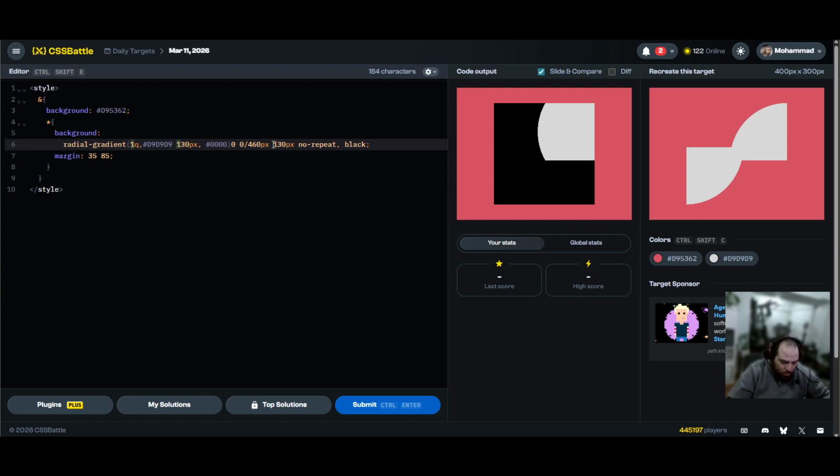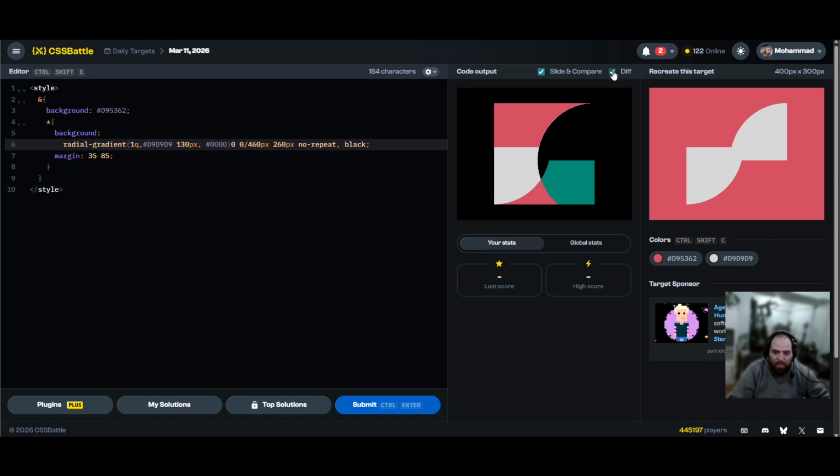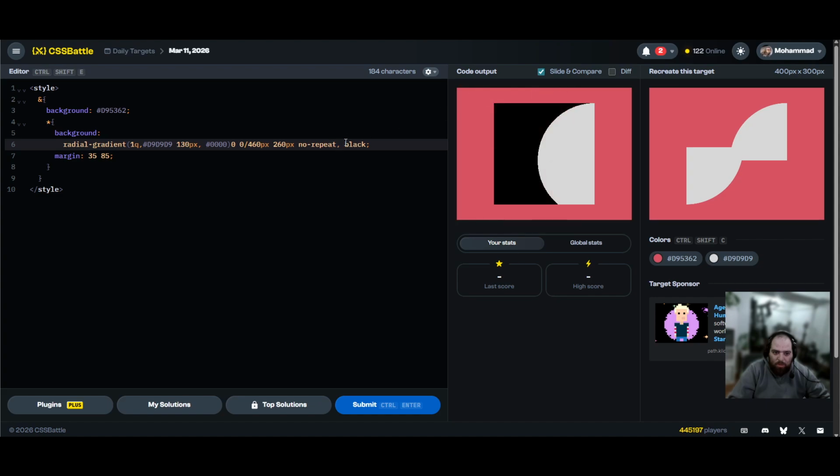460, 230, 250, 260. It's 260. Now we need to crop it. How are we going to do this? And if I remove this, I need to crop it.